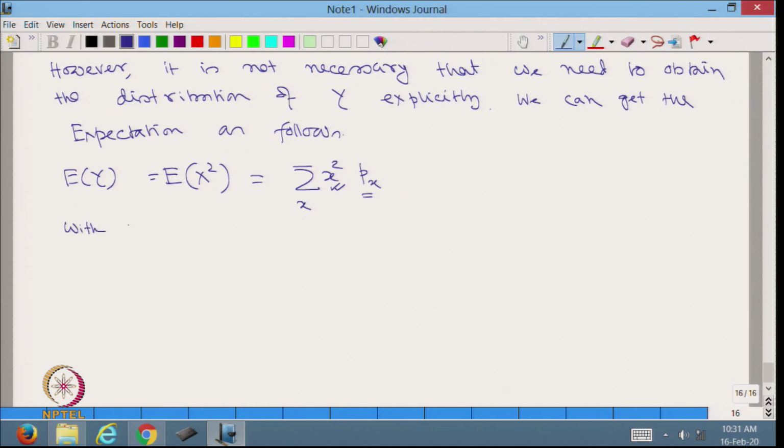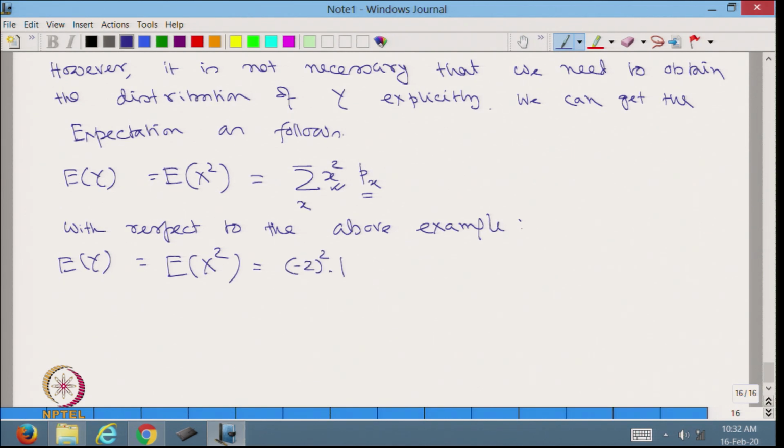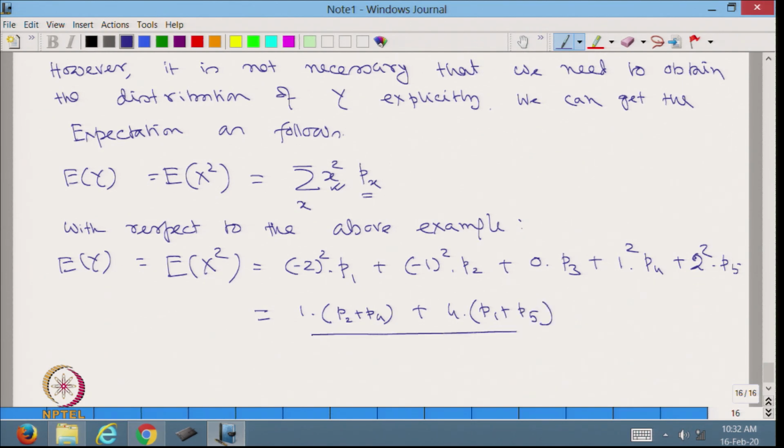So, with respect to the above example, expected value of y is equal to expected value of x square is equal to -2 square times P 1 plus -1 square times P 2 plus 0 times P 3 plus 1 square times P 4 plus 2 square times P 5, and we can see that this is equal to 1 times P 2 plus P 4 plus 4 times P 1 plus P 5, that is, we get the same result.